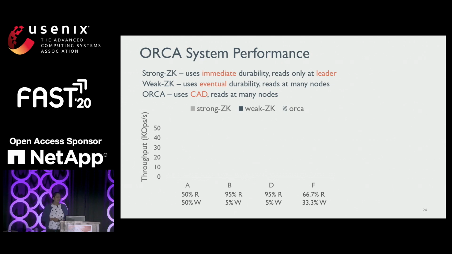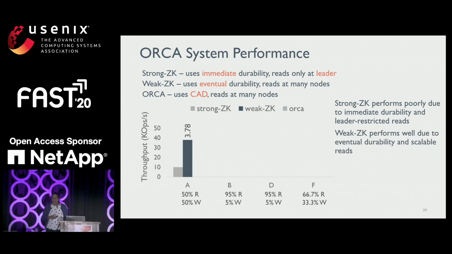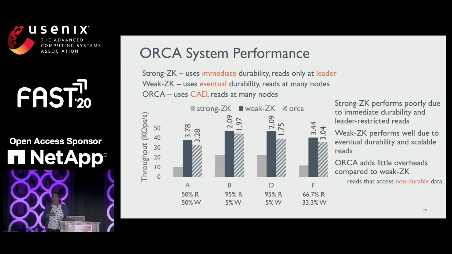Here we show the throughput of different workloads. We have the workloads on the x-axis and the throughput on the y-axis, so higher is better. Strong ZooKeeper performs poorly because of the two reasons that I mentioned earlier. First, it uses immediate durability, and then it restricts all the reads to a single node. Weak ZooKeeper is much faster because it uses fast eventual durability, and then it allows reads to proceed at all nodes. ORCA closely matches the performance of weak ZooKeeper. In fact, it adds only little overhead because of some synchronous reads that happen in the critical path. And we observe the same for other workloads as well.